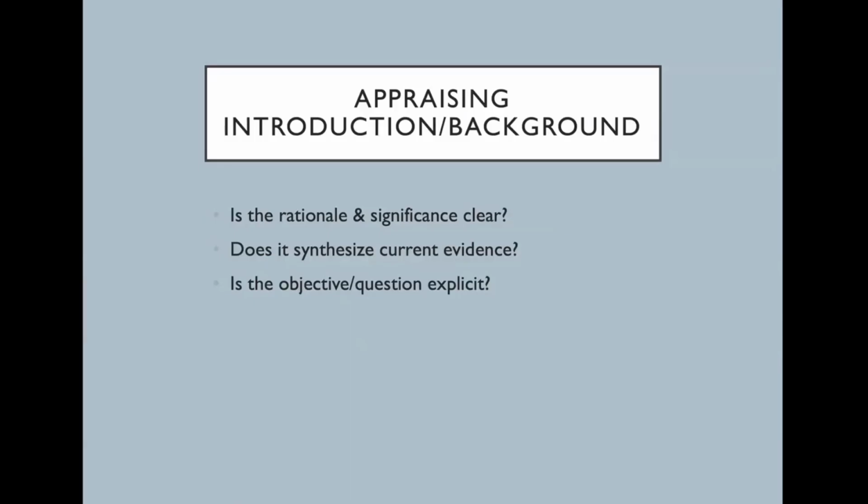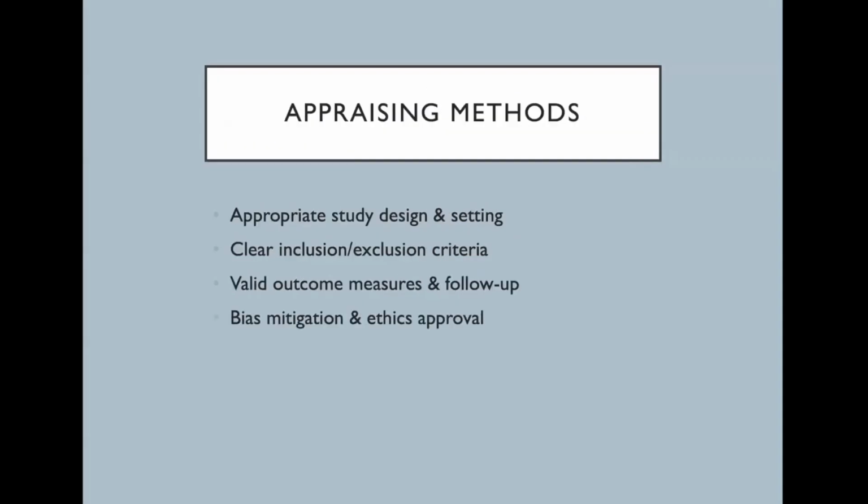So looking at a study when you're conducting a literature search, the introduction and background section of a study should be clear. It should give you a rationale for the study, and it should give you adequate background on the current state of the literature, as well as why the current study that you're reading is different from current evidence. The end of the introduction of research articles typically talks about the objective, or what question the article is going to be looking to answer.